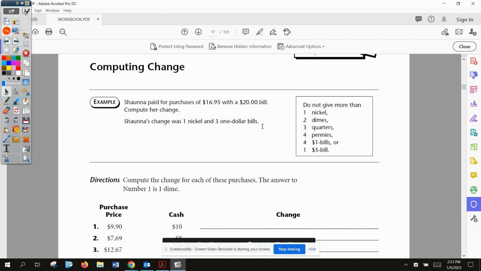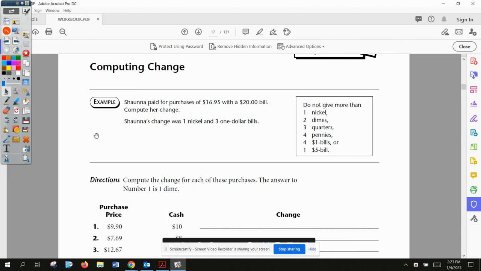Again, I don't want to know if it's one dime, like it says in number one. No, I want the actual numerical value of the answer. So again, we're doing things a little bit differently than the way the directions say.